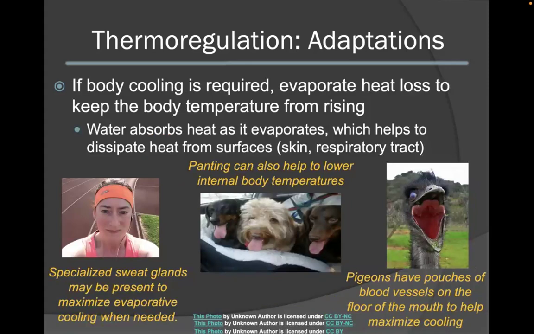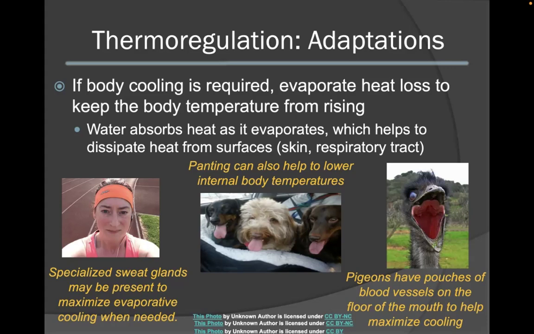Evaporative heat loss is also an important mechanism to maintain body temperature. This is because as water evaporates, it will absorb heat, which means that it will help to dissipate heat from the surfaces that it is evaporating from, such as the skin and respiratory tract. Specialized sweat glands are present on the skin surface of humans to maximize evaporative cooling when needed, as in periods of strenuous exercise. Panting can also help to lower internal body temperatures in the dogs seen in the image below.